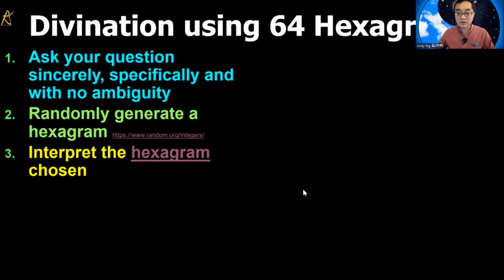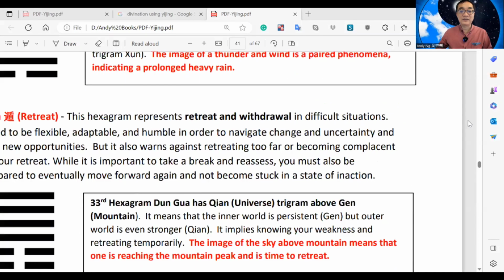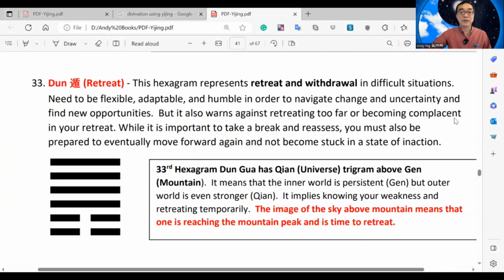Now I want to show everybody. You will need to see what the number is and what the meaning is in the book. What's the meaning of the hexagram from my book? It's actually hexagram number 33, called retreat. Let me show you the hexagram from my book, Yijing Explained. So it shows here that it is number 33. What's 33? It's actually called retreat.